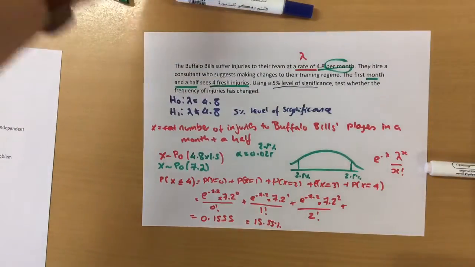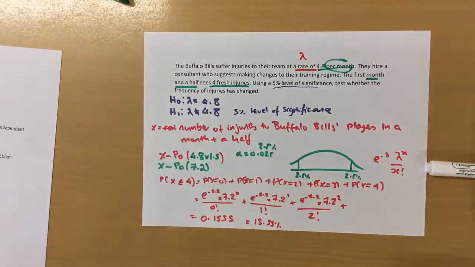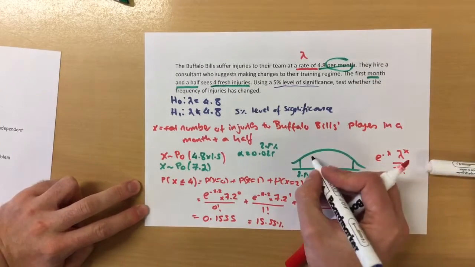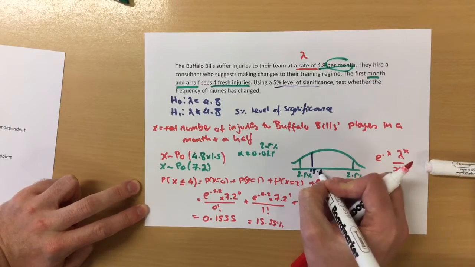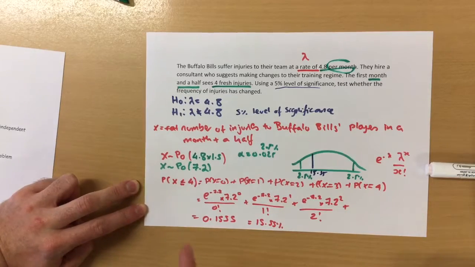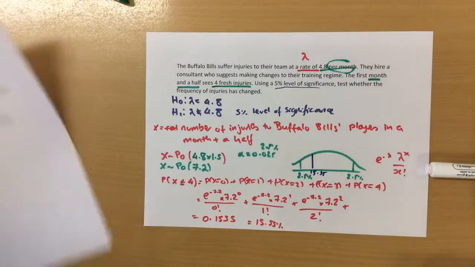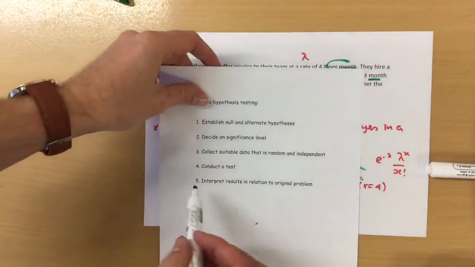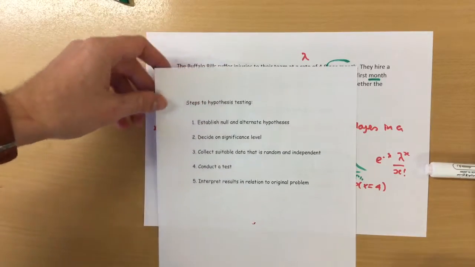Which means, under normal conditions, there's a 15.55% chance that this happens. If a consultant wasn't there, there's a 15.55% chance you'd still get 4 injuries in a month and a half window. So up here somewhere, 15.55. That's not in our critical region. Therefore, I have run out of room to interpret results. Let's stick it in here then. There we go.